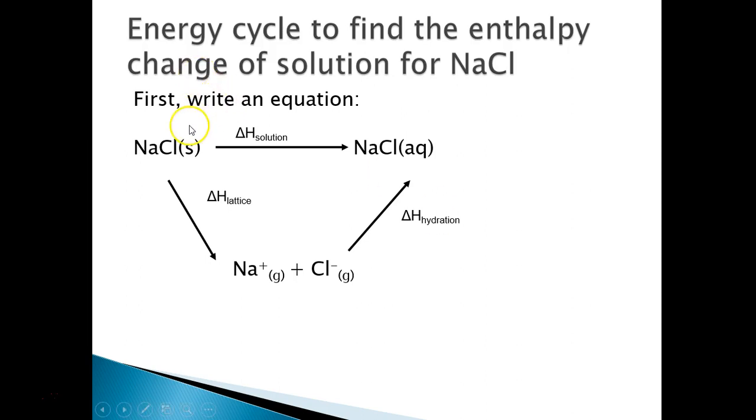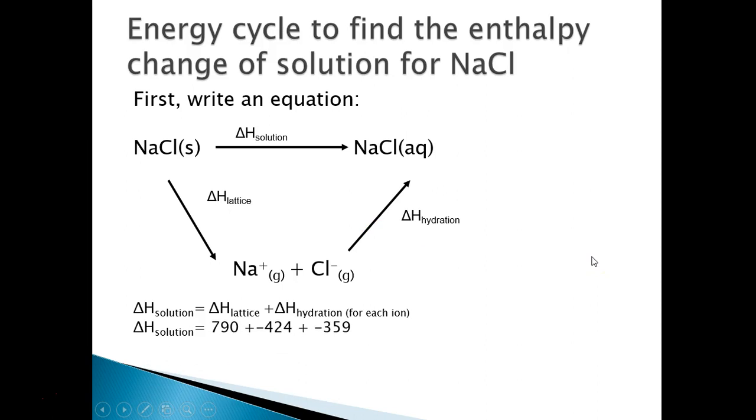So we're trying to do this process. The enthalpy of solution is equal to the lattice enthalpy plus the enthalpy of hydration for each ion. So we'd get 790 plus negative 424 and negative 359. Now, enthalpy of solution is probably the easiest of these to find experimentally.